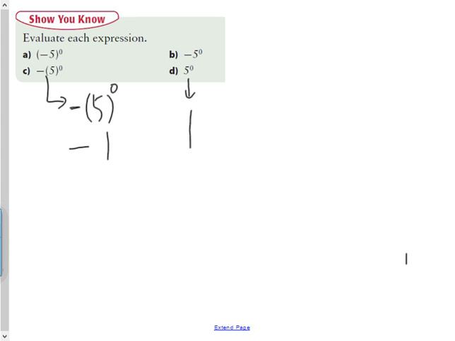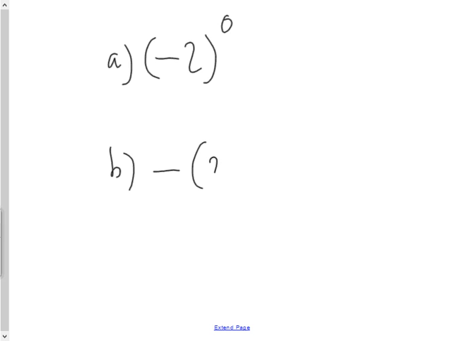Okay, let's try a few of those. Let's just see how we do. All right, I'll give you a couple more. I'll go to a new page. Let's try 3 questions. Let's try this one here. Let's try this one here. And let's try this one here. Let's see how well we do with these. Okay, so try all of these 3. See how well you do. Press pause, and we'll come back and see how well you did.